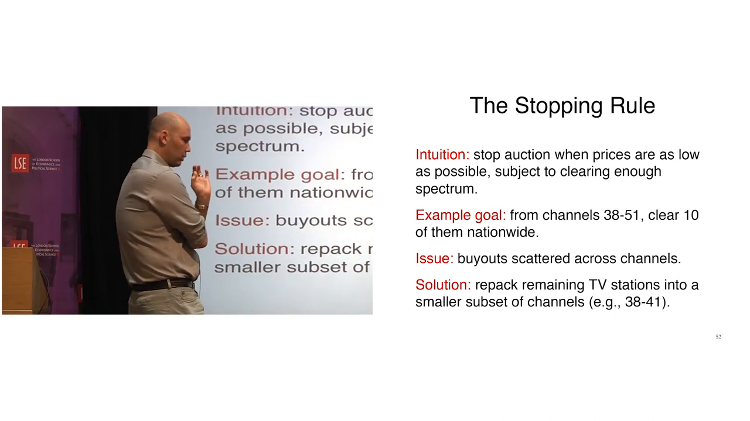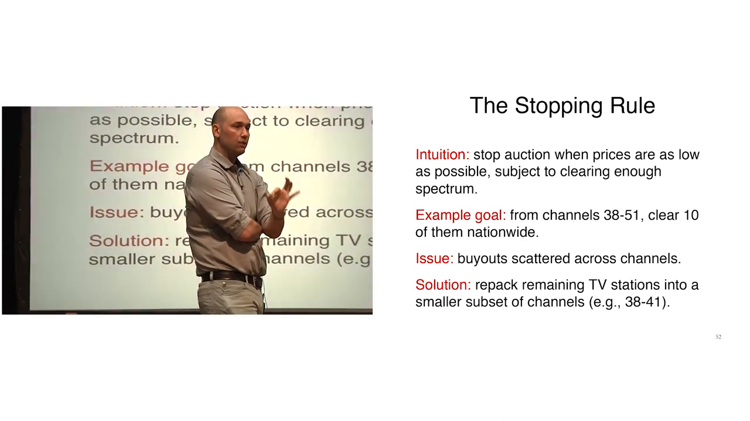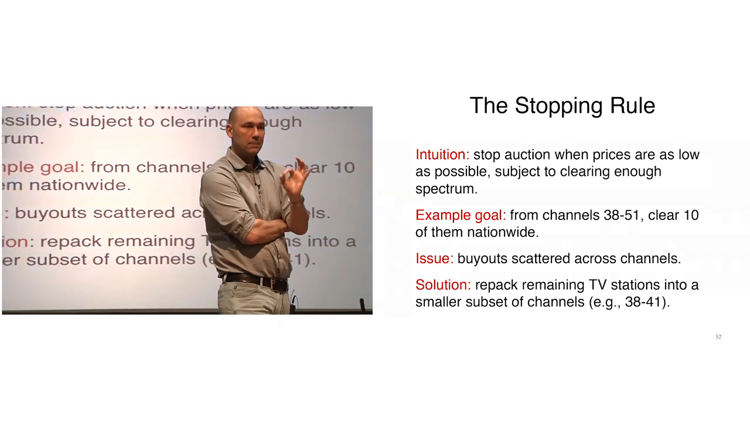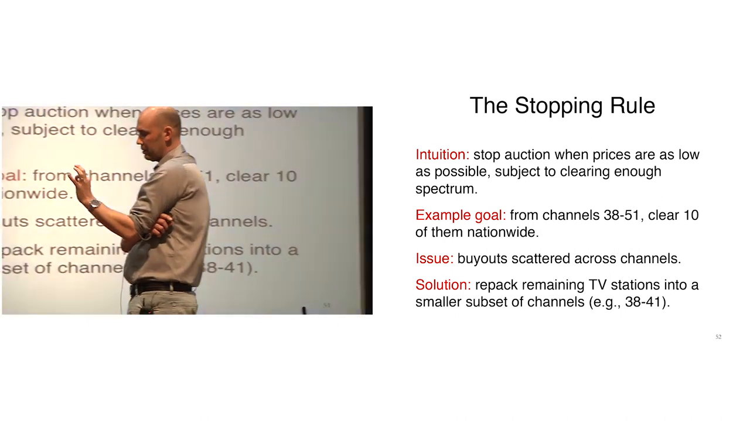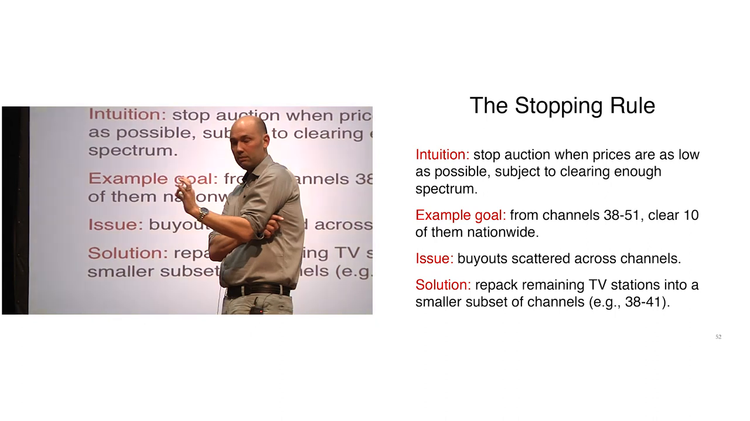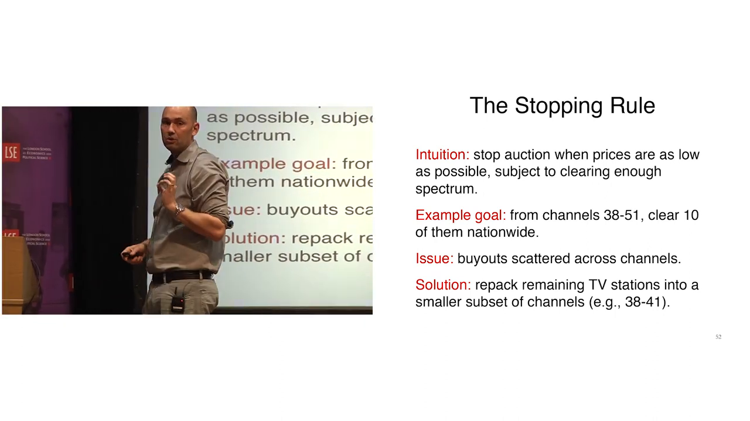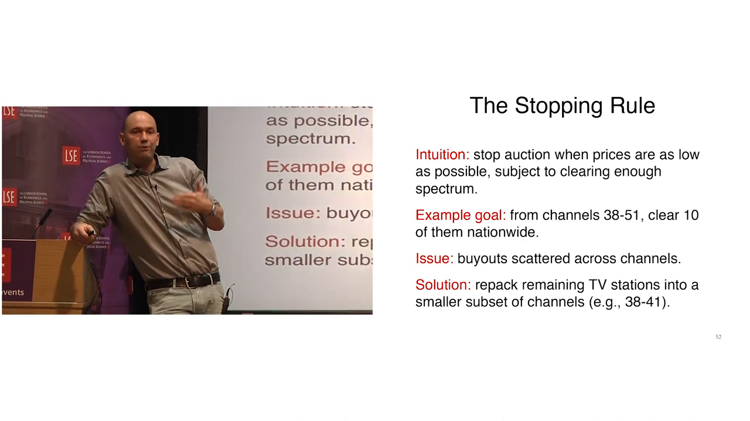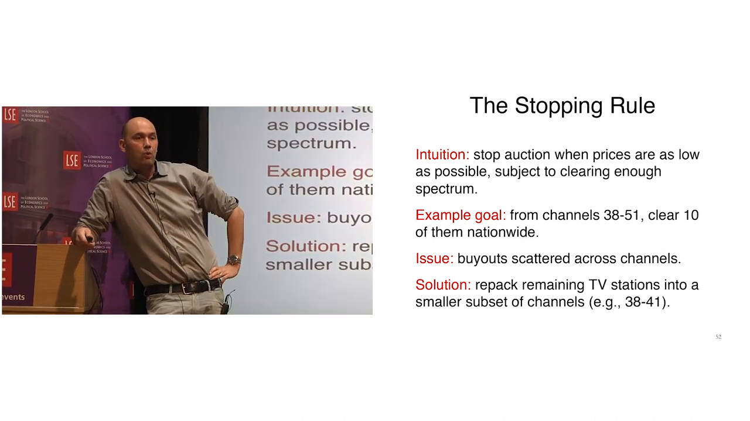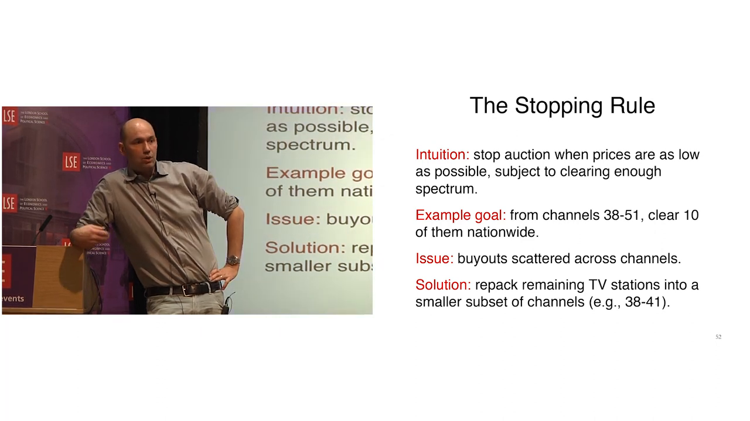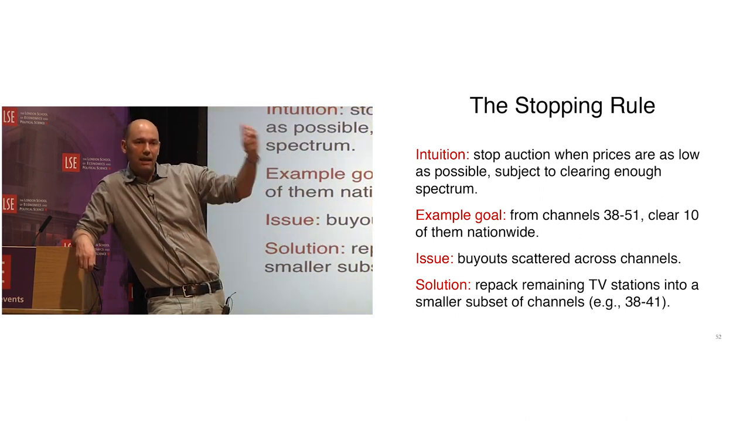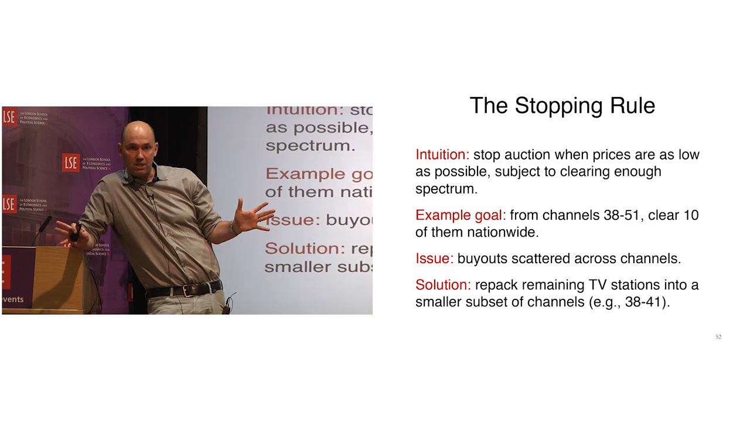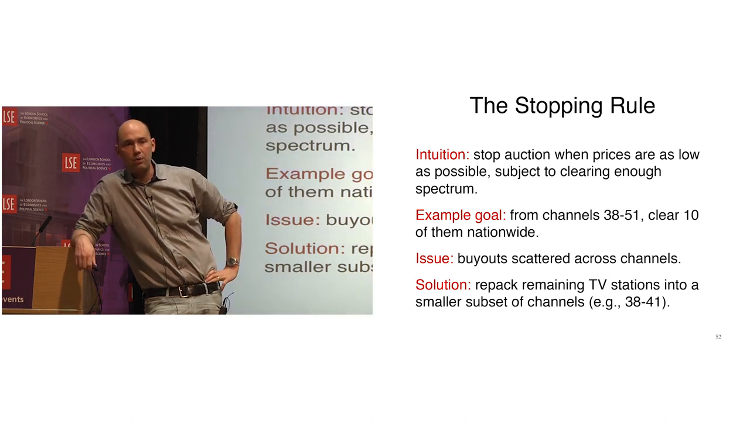Now, to make this a viable goal, it was important that the government was willing to use their power to reassign people's channels. So I told you that if you drop out of this auction, you would be guaranteed to retain your license and stay on the air. That is true, but you are not guaranteed to retain your channel assignment. Possibly you were broadcasting on channel 51 before the auction, but you're going to be reassigned to 41 after the auction. Okay? So really, the goal is to buy out enough stations so that if you look at the stations that remain on the air, it's possible to assign channels so that none of them interfere with each other and so that you only use, say, 4 channels total.